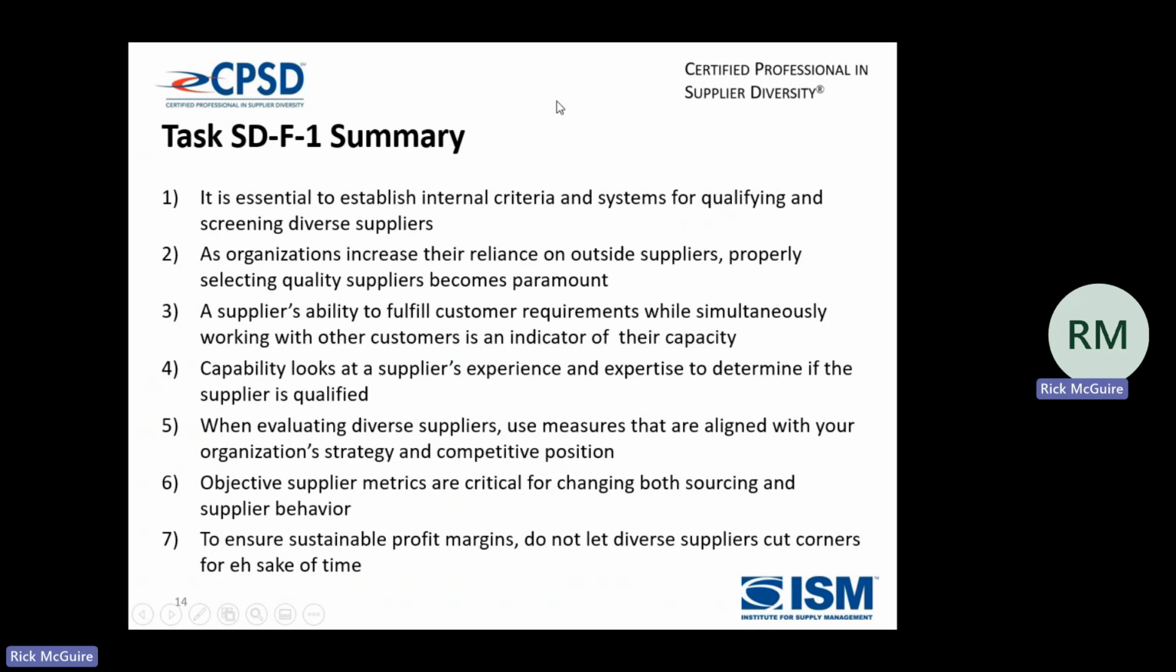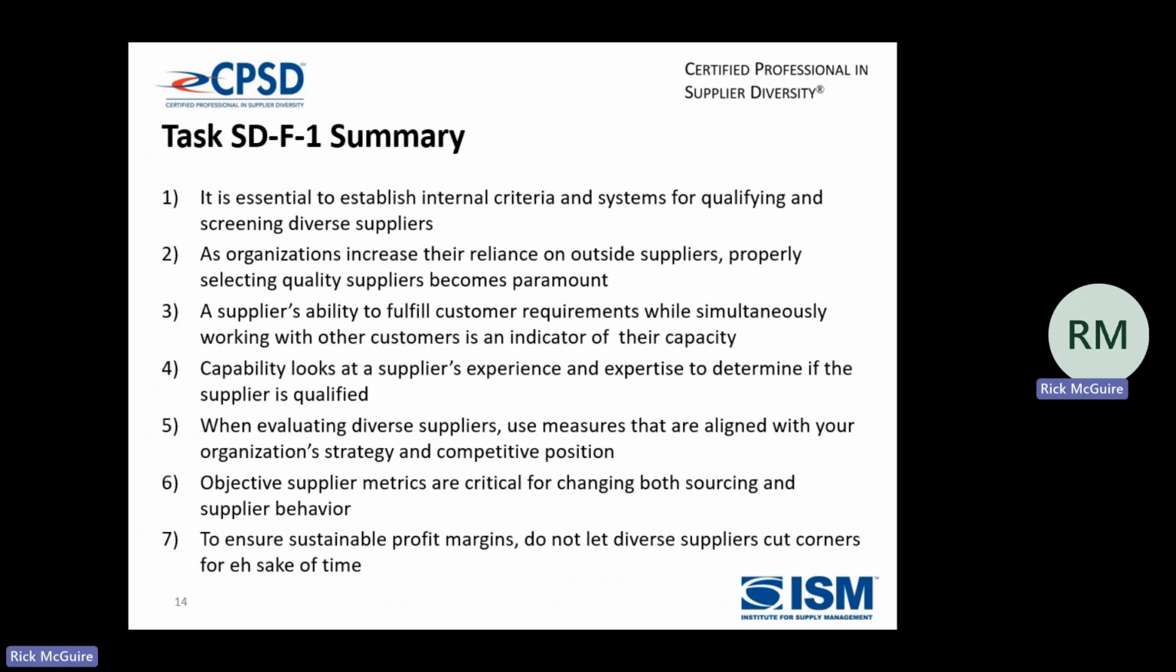Summary for F1: it is essential to establish internal criteria and systems for qualifying and screening diverse suppliers and all suppliers. As organizations increase their reliance on outside suppliers, properly selecting quality suppliers becomes paramount. A supplier's ability to fulfill customer requirements while simultaneously working with other customers is an indicator of their capacity. Capability looks at the supplier's expertise and experience to determine if the supplier is qualified. So do they have capacity and are they capable?